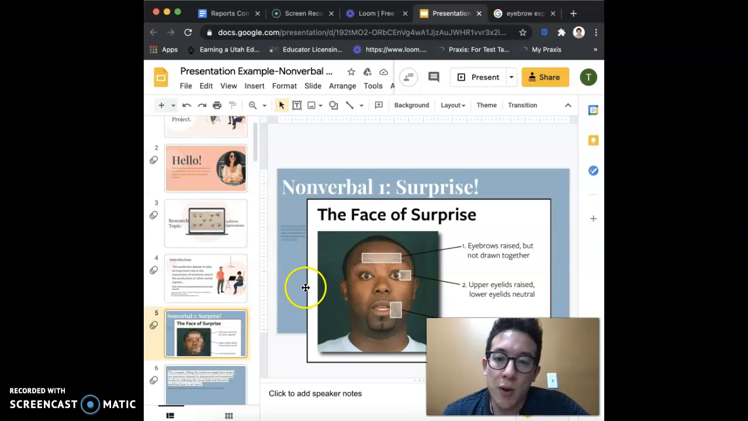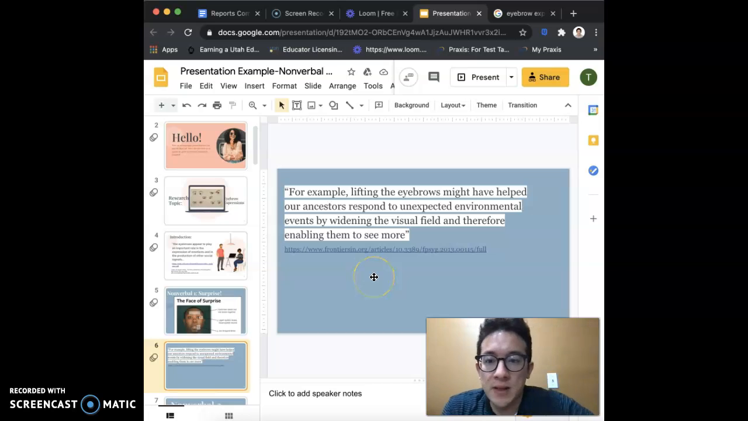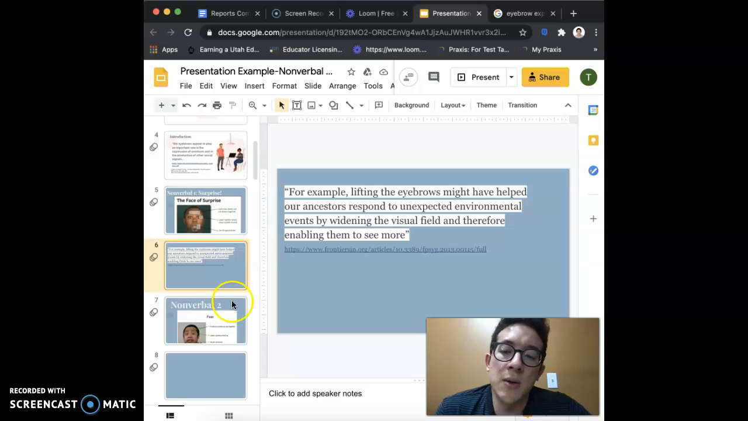The first nonverbal I want to tell you about is the face of surprise, and that is when you raise the eyebrows, but they're not drawn together. So if I could demonstrate, you just, oh my goodness, just raise your eyebrows up. Lifting the eyebrows might have helped our ancestors respond to unexpected environmental events by widening the visual field and therefore enabling them to see. So when we are surprised, we raise our eyebrows so we can take in all the light and information from our surroundings, so we can detect any danger. That's what this article is saying. I think that's pretty interesting.